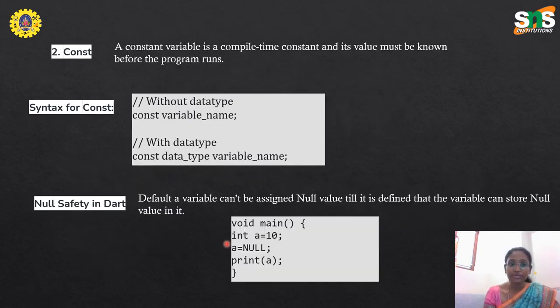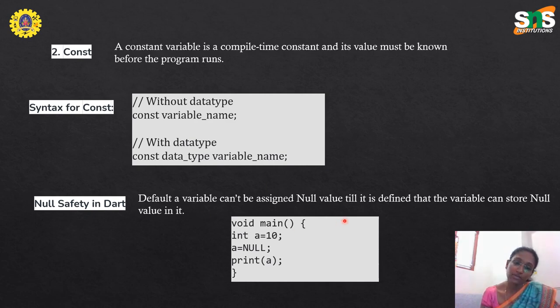Okay. Next one is the const. Const is a constant variable which has to be a compile time constant. It's known before running your program. Okay, I will put a constant value in my coding. Okay, the const syntax is const variable name. Otherwise, we will put the data type also, const data type and variable name. Okay, null safety in Dart: by default, a variable cannot be assigned null values until it is defined that the variable can store null values. Okay, if you put null values, otherwise the constant values.